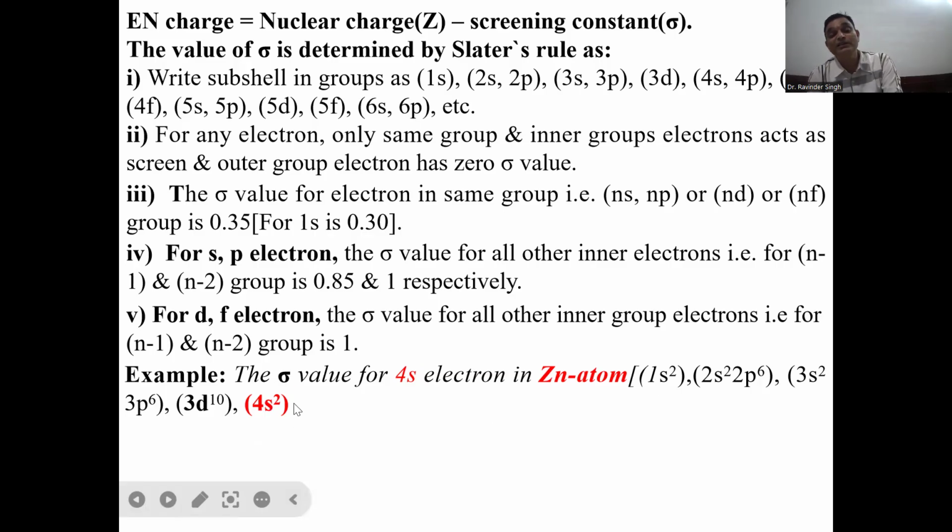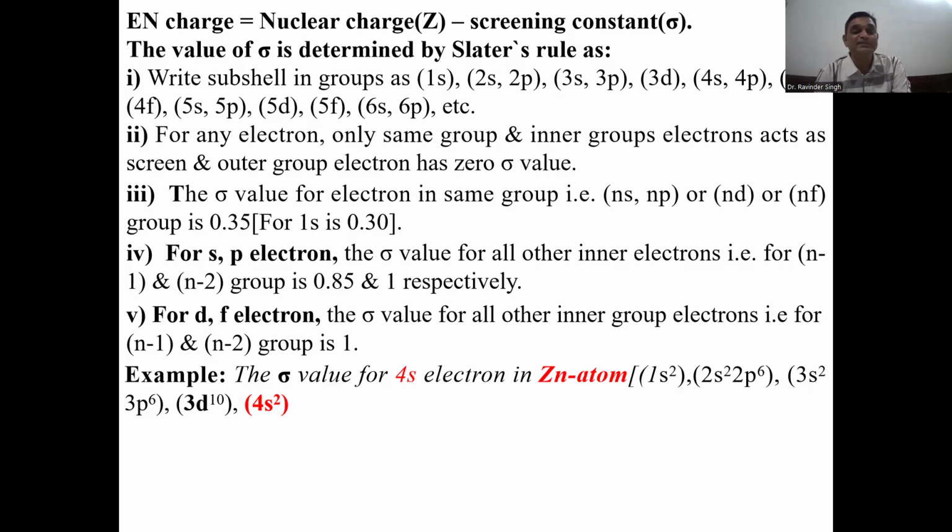Now you can see here the 4s is the outermost shell. No shell is present after that. No electron is present outside that particular 4s electrons. So the group is the 4s group, the outermost group. In that same group, there are only 2 electrons, one being the one for which we want to calculate the effective nuclear charge. So the remaining electron is only 1 in the same group.